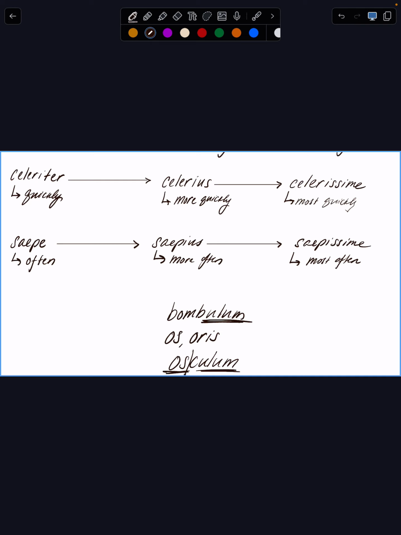How would you describe a diminutive? It's something that just makes a word cute and little. So there's a word in Latin, sacculus, that's a little bag.